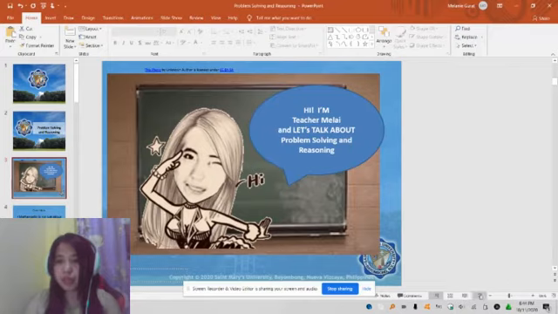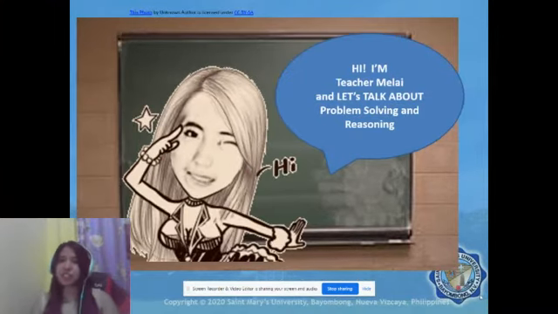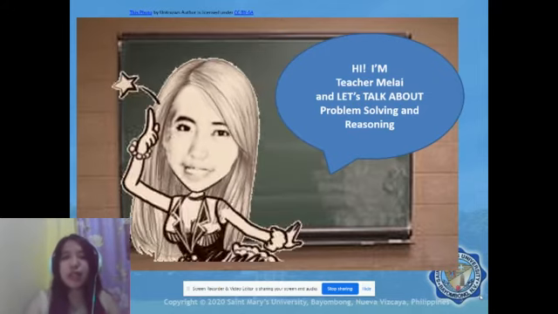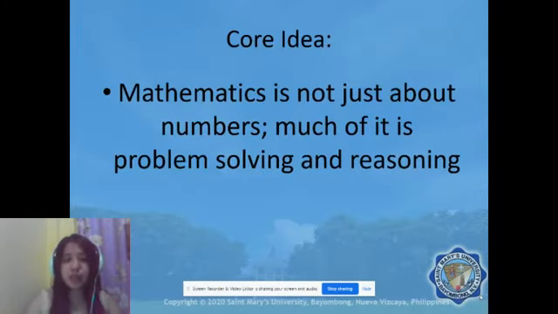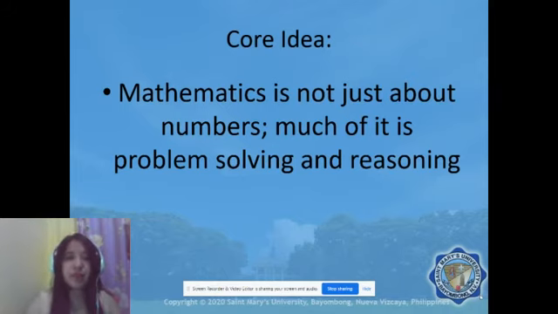So today we're going to talk about problem solving and reasoning. I am Teacher Melai, and let us start with the core idea of this topic. It is that mathematics is not just about numbers. Much of it is problem solving and reasoning. Thus, our topic is problem solving and reasoning.